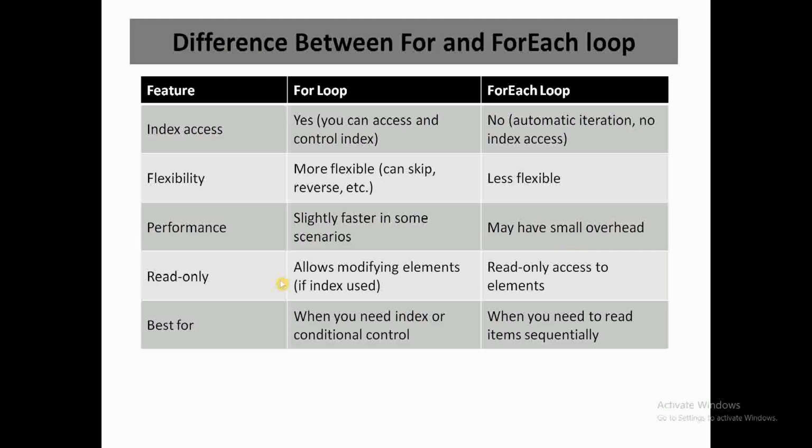Next one, we have read only versus allows modifying elements if index used. If we use index, then we can modify the index value with that, but not in the case of for each loop. Here we only read the items one by one in a sequence. Best used when you need index or conditional control. If you want to provide some condition on specific values, or provide some initialization value, then we can go with the for loop. Otherwise we can go with the for each loop. That is simple to use, where we do not put any condition, no increment, decrement value. It will iterate the loop in a sequence.